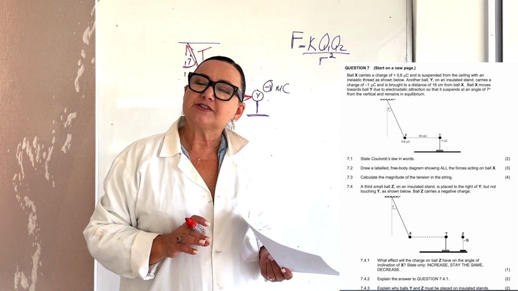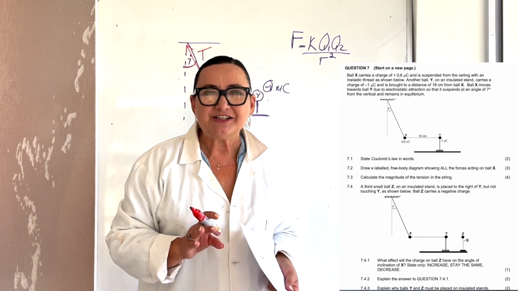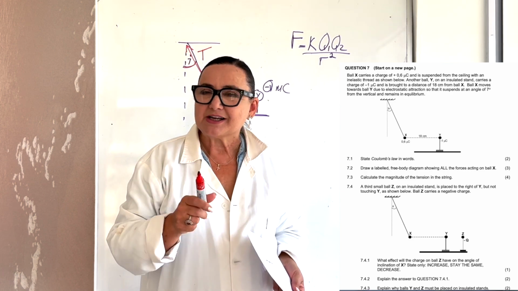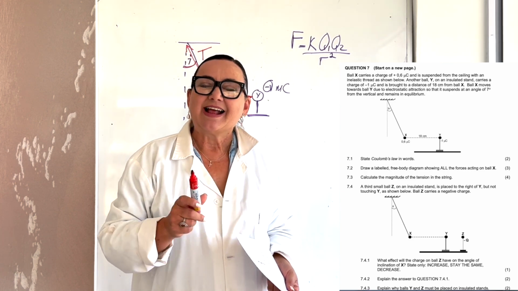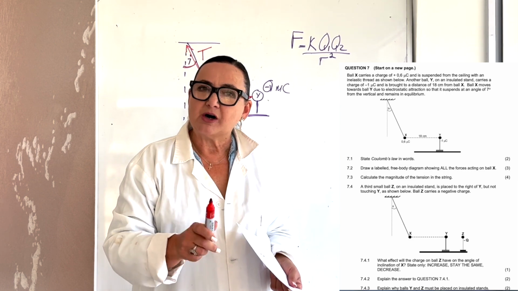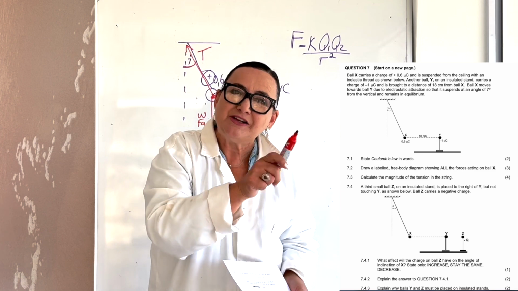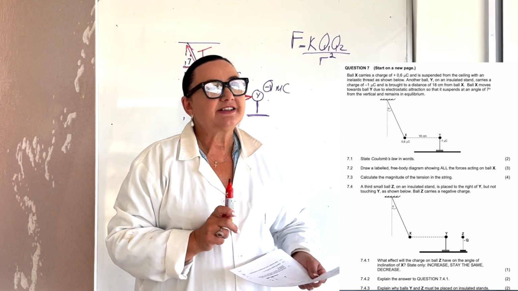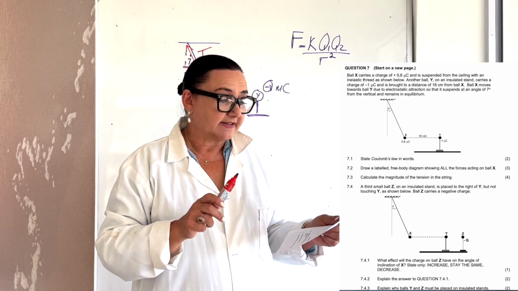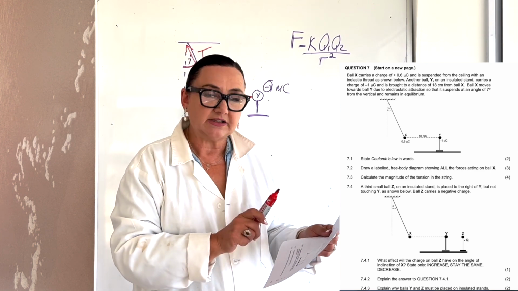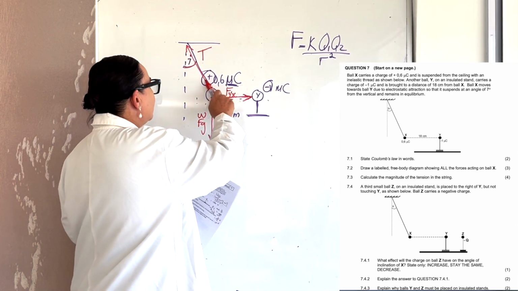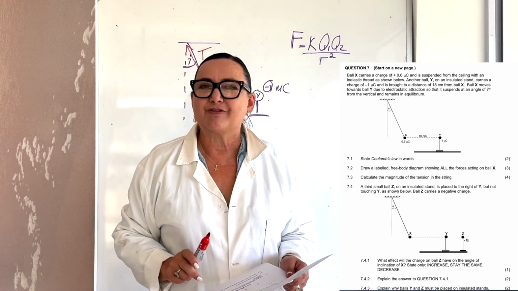Now, whenever they ask me a free body diagram, guys, I want to just give you a tip. Look at the amount of the marks that you're going to get. That's always an indication of how many forces there are. So let's say the marks you're given is 3. I can check myself. 1, 2, 3. Perfect. I've got them all.